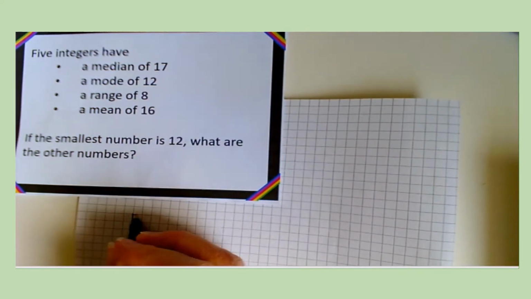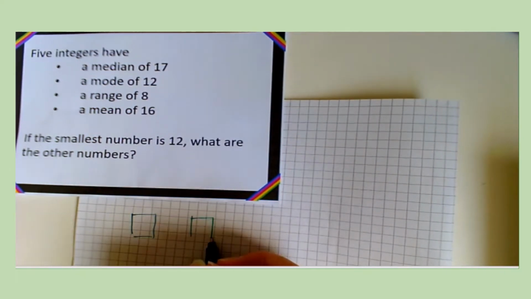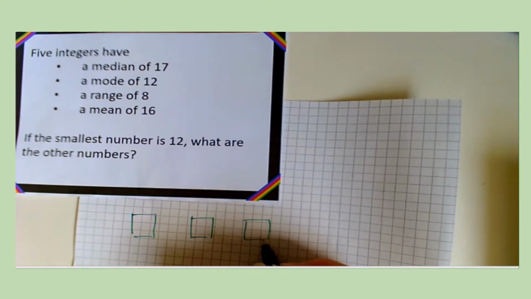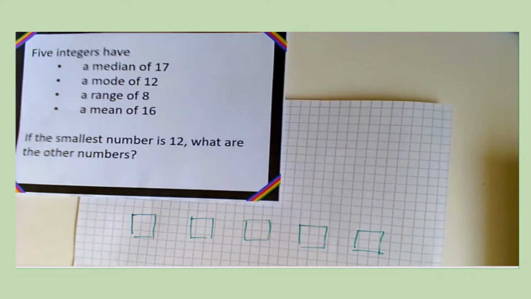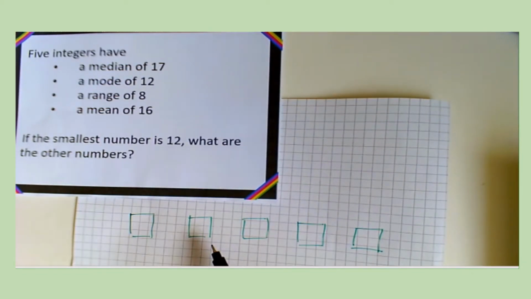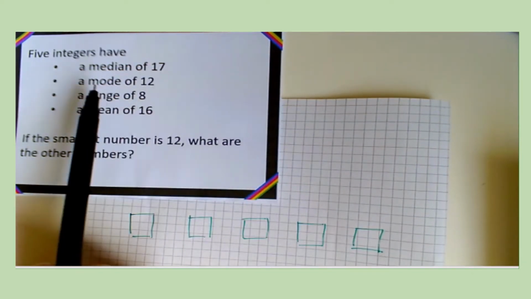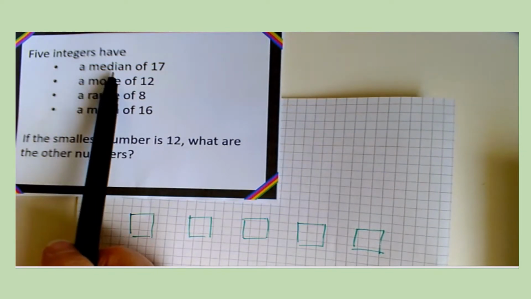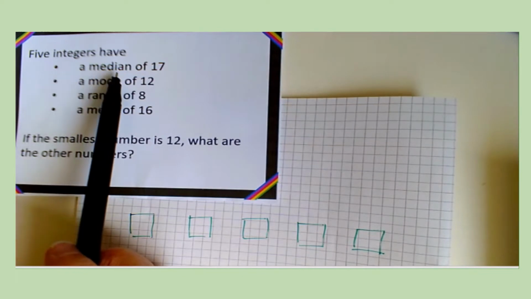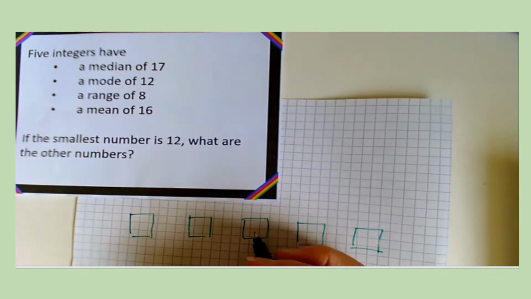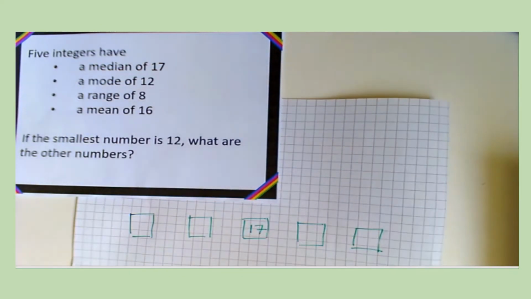So I first of all drew little squares to represent the numbers that I'm going to need, and I'm going to fill them in from the information that I've been given. So the median is 17. The median is the middle value. There's 5 values, so the middle number is going to be 17.